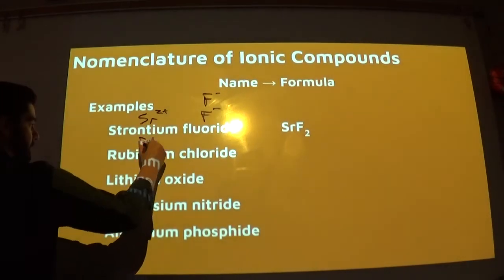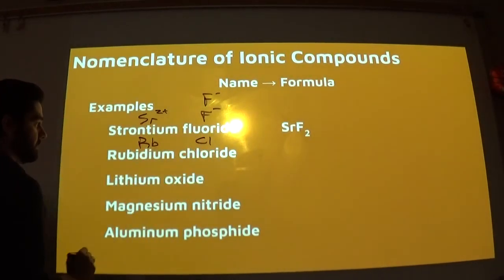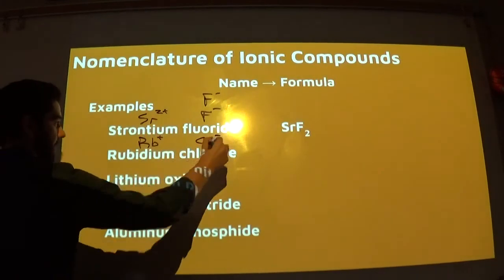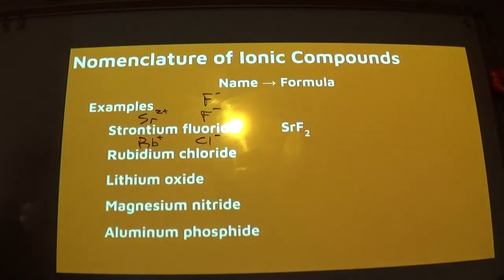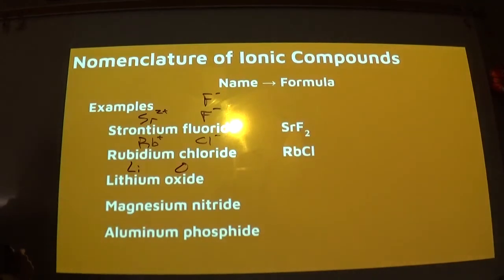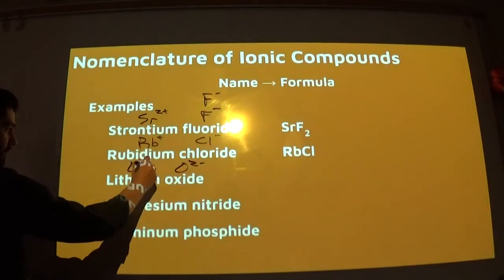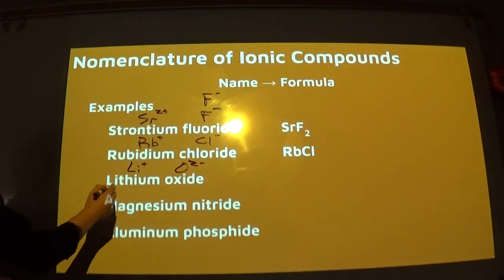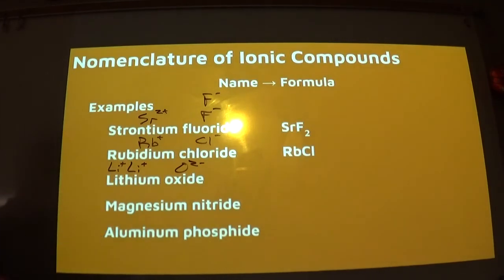Rubidium is Rb, chloride is Cl. This is a +1, that's a -1. I know that from the periodic table. So they cancel as is, so the chemical formula is RbCl. Okay? Lithium is Li, oxide is O. That's a 2-, that's +1. To make that cancel, I need 2 of these. So that's Li2O.